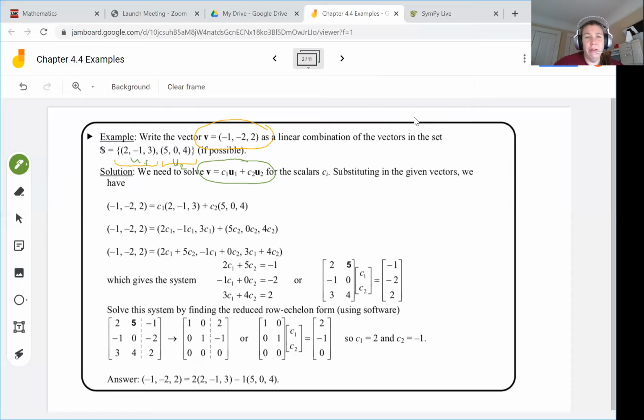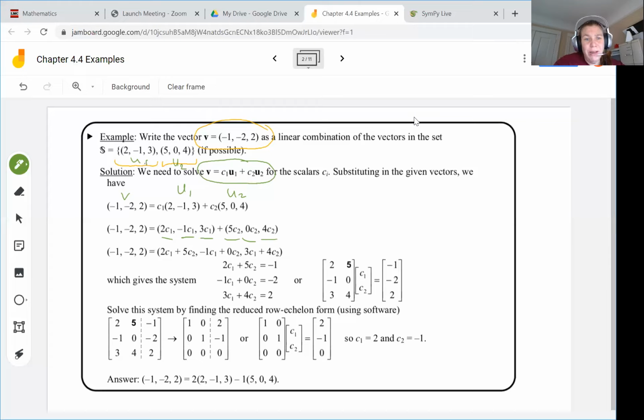So I'm going to substitute in our vectors U1 and U2 along with vector V. So here's vector V. That's -1, -2, 2. And we're going to see, does that equal some scalar C1 multiplied by our U1 vector here, plus some scalar C2 multiplied by our U2 vector here. Okay, so I'm going to distribute the scalar through for U1 and U2. So we get 2C1, -1 times C1, and 3 times C1 for C1 times U1. And we get 5 times C2, 0 times C2, and 4 times C2 for the product C2 multiplied through by the vector U2. And then we can combine like terms.